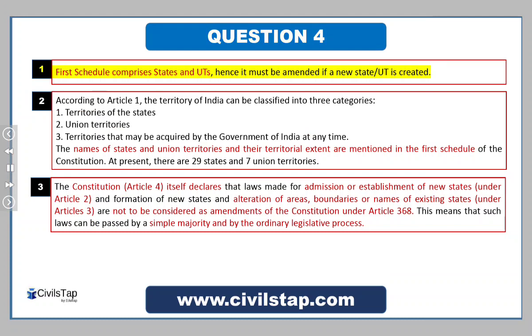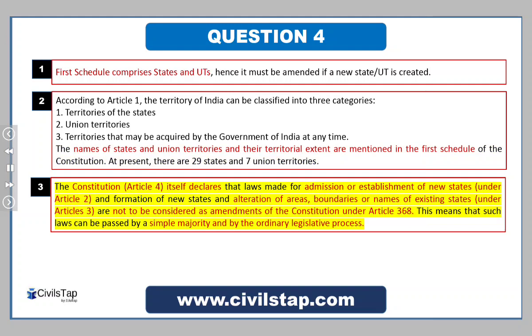The First Schedule comprises states and UTs, hence it must be amended if a new state or UT is created. 1. According to Article 1, the territory of India can be classified into 3 categories. 1. Territories of the states. 2. Union territories. 3. Territories that may be acquired by the Government of India at any time. The names of states and union territories and their territorial extent are mentioned in the First Schedule of the Constitution. At present, there are 29 states and 7 union territories.